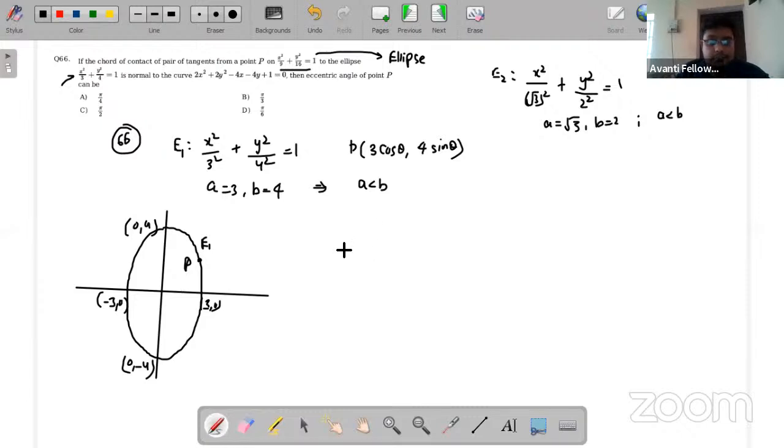So what is a chord of contact? If a pair of tangents is drawn, then whatever the points of contact are, we draw those points and the line joining them will be the chord of contact. So we'll draw another ellipse, or why don't we draw it in this one? So root 3 will be inside here and 2 will be somewhere here. So this is 0 comma 2. So one vertical ellipse I'm drawing like this.